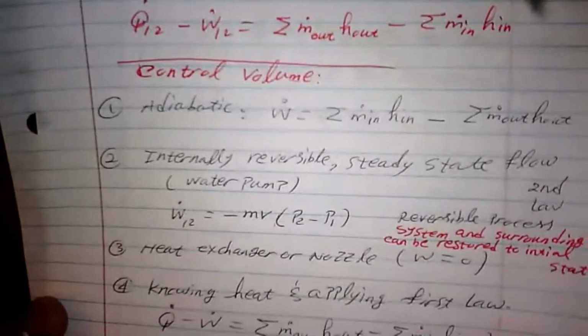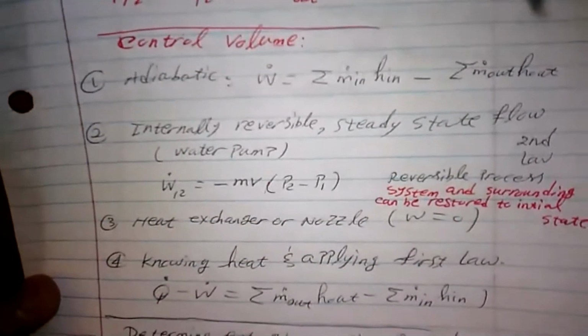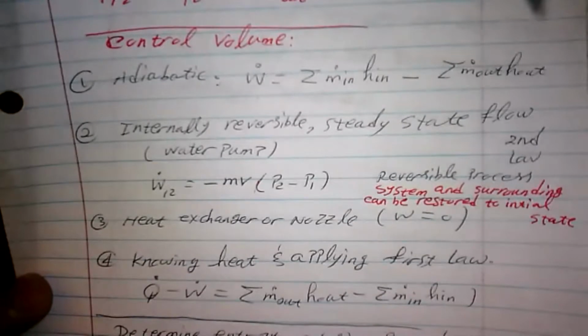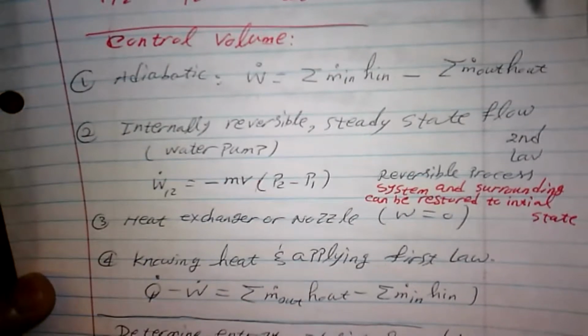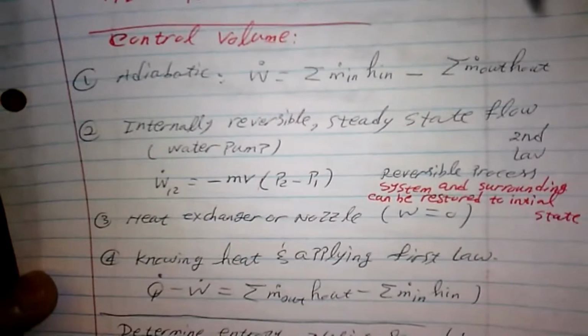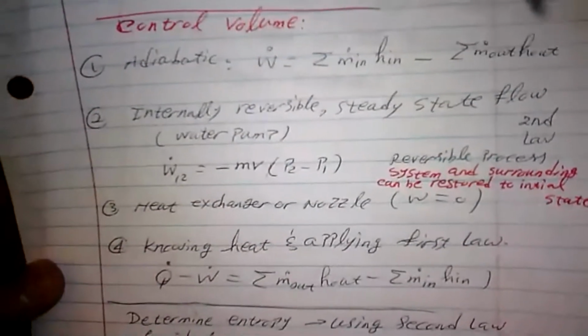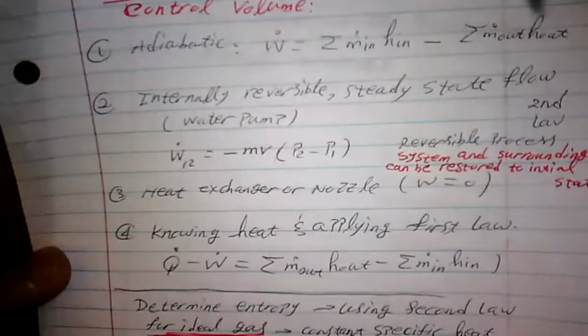So internally reversible steady state flow, second law of thermodynamics, and this is a reversible process: systems and surroundings can be restored to the initial state, okay, reversible process. So you apply the load and then you remove the load, the material will return to its original position. We call it a reversible process. W dot for state 1 to 2 equals minus m v (P2 minus P1). Okay. Internally reversible steady state flow.